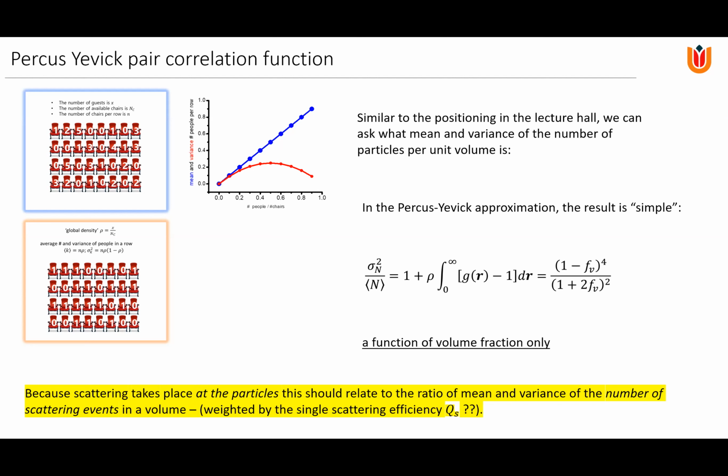So you have volume fraction here. You have this ratio of variance. Let's just plot the variance here. So in the graph there, this would be linear scaling, this would be quadratic scaling, and the result of pair correlation for the Percus-Yevick is in between. The convenient result is that it is a function of the volume fraction.